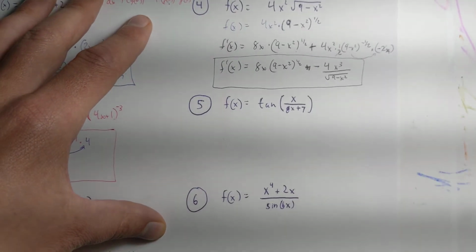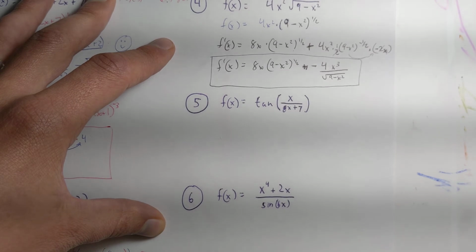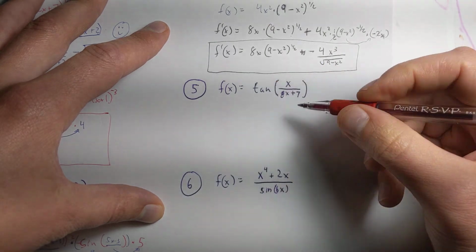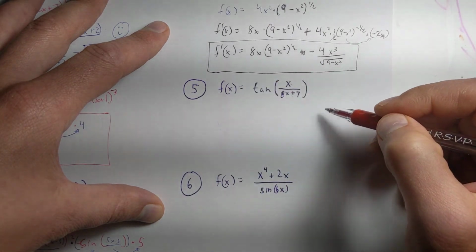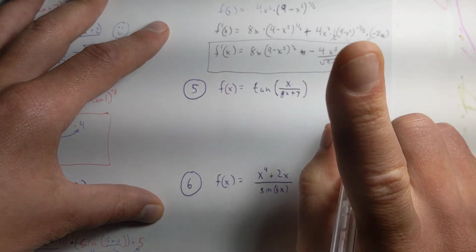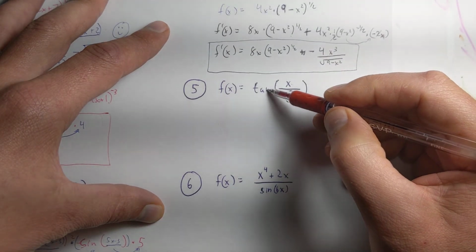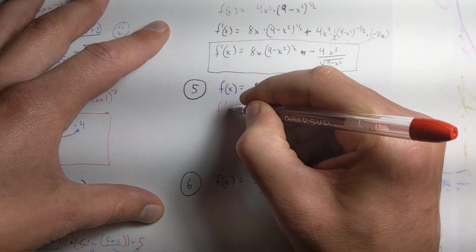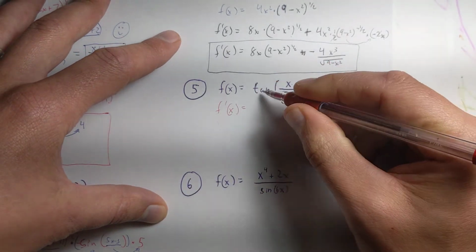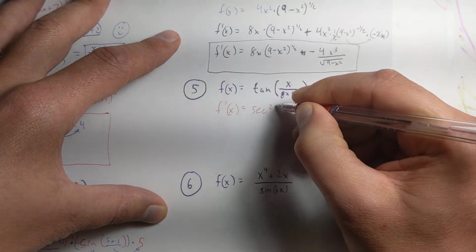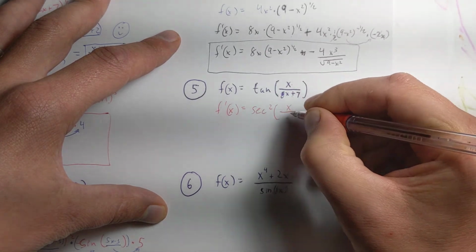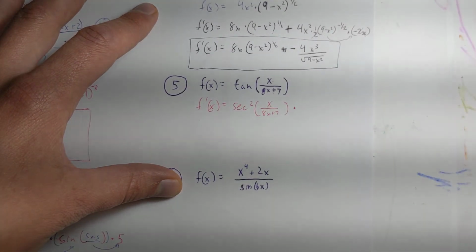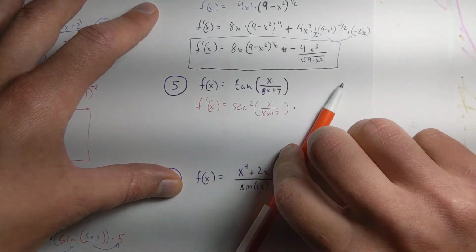All right, moving on to number 5. So, I've got a function in my function. Do I do the chain rule right away, Mr. Kuhn? No, we don't. First, we're going to take the derivative of tangent. F prime of x. Derivative of tangent is secant squared. I'm going to leave the inside alone, x over 8x plus 7. Now, I have to take the derivative of the inside. The derivative of the inside means I have to derive this problem right here.